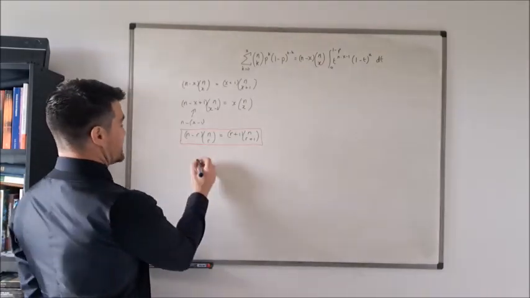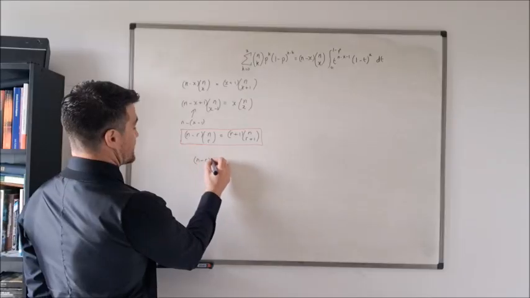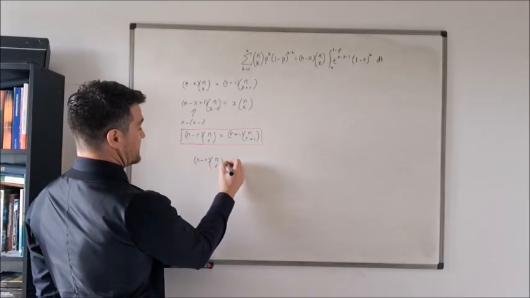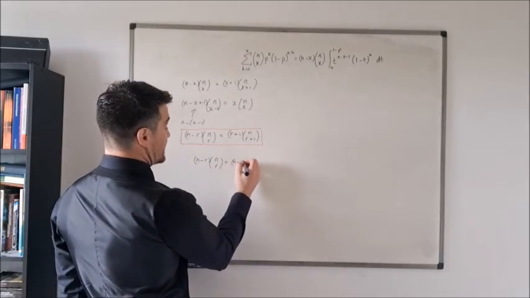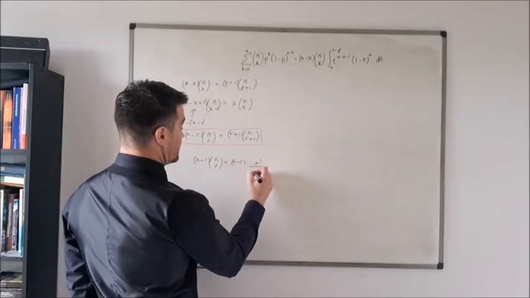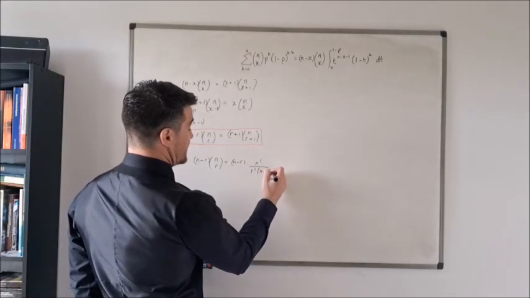So let's just have a look how this is going to work. So we start with n minus r times n choose r. So this is equal to n minus r times n factorial over r factorial times n minus r factorial.